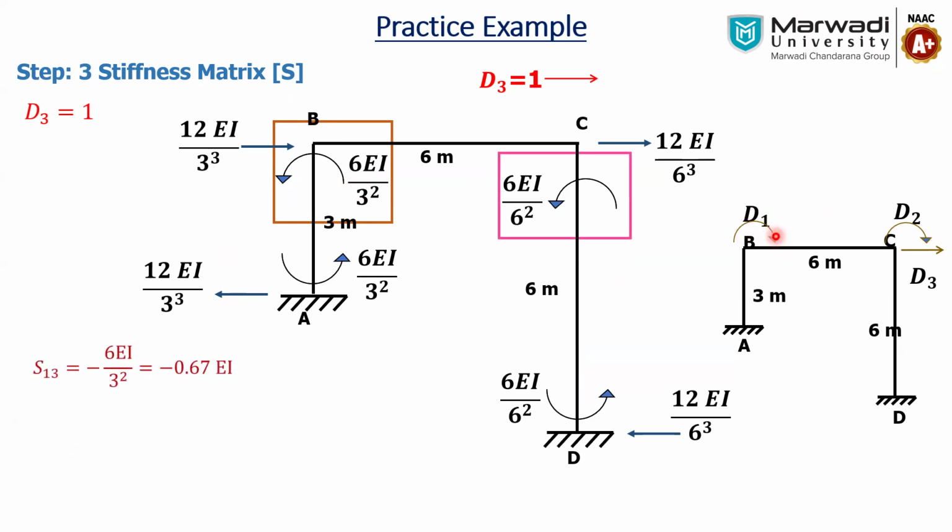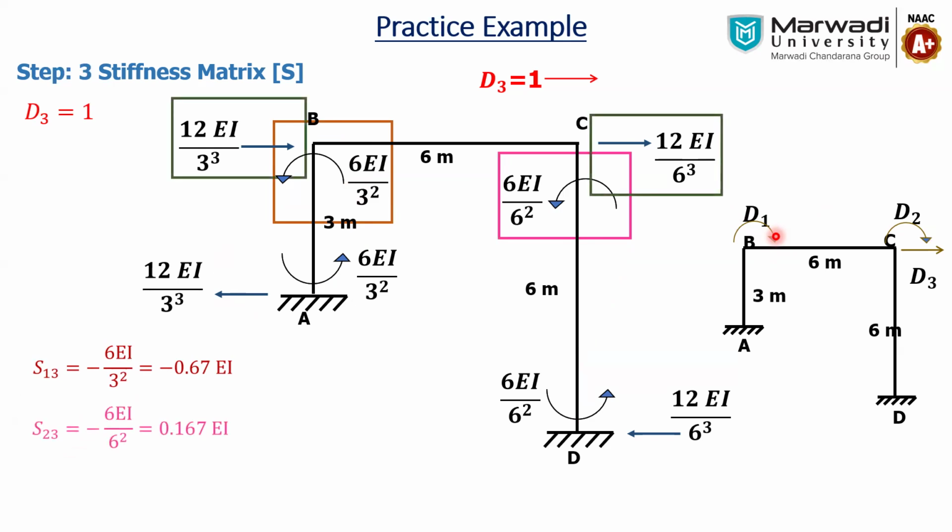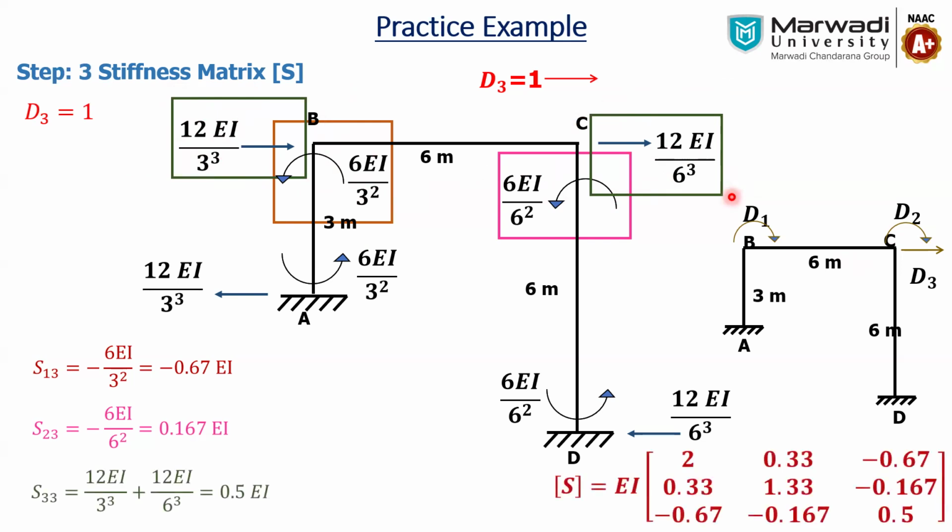Similarly, the moment at C is anti-clockwise 6EI by 6 square, minus 0.167. And the last one is D3, S33. As it is a horizontal displacement, the total horizontal force at B and C is nothing but S33, that is 12EI by 3 cube and 12EI by 6 cube summation. It's 0.5EI. So the final matrix is this one.